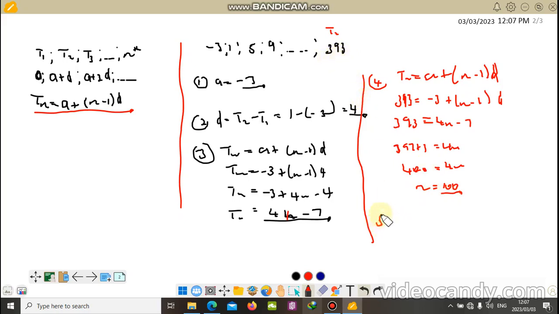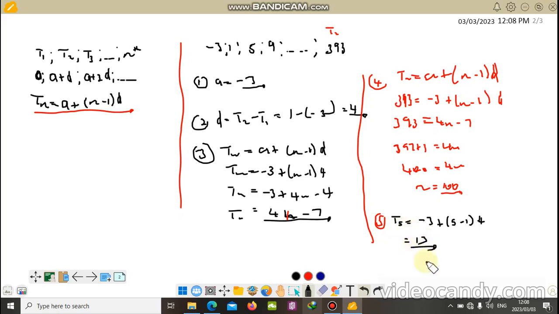If they say find term 6, for example. Wait, let's find term 5. Term 5 is going to be what? You'll just write this as it is: minus 3 plus n, which is the term we want, 5, minus 1 multiplied by d, which is 4. Then you just solve this. So 5 minus 1 is 4, times 4 is 16, minus 3 is 13.